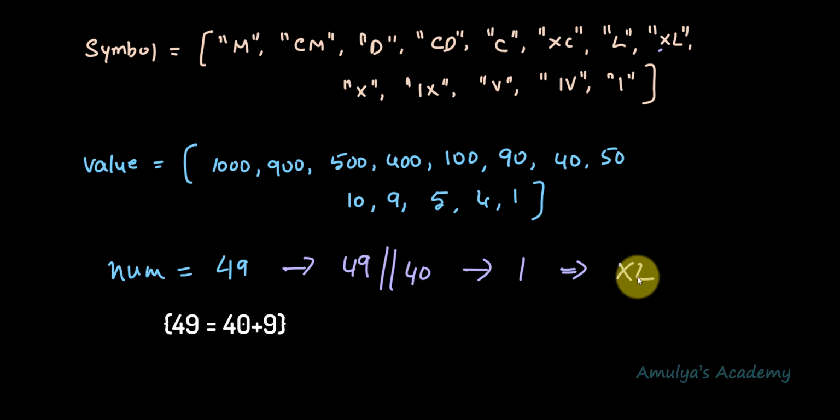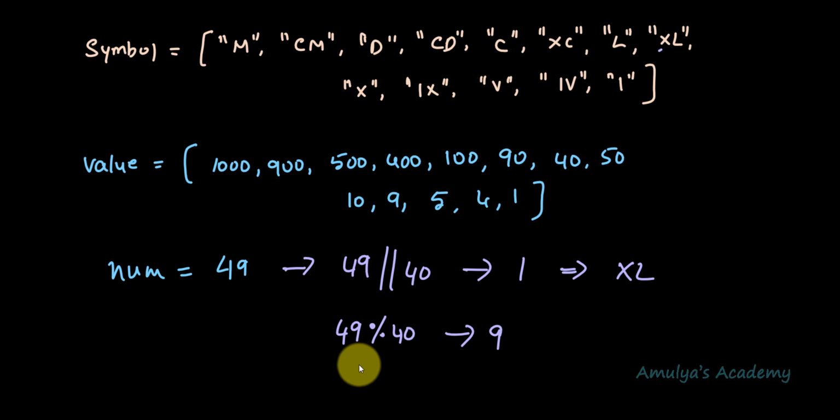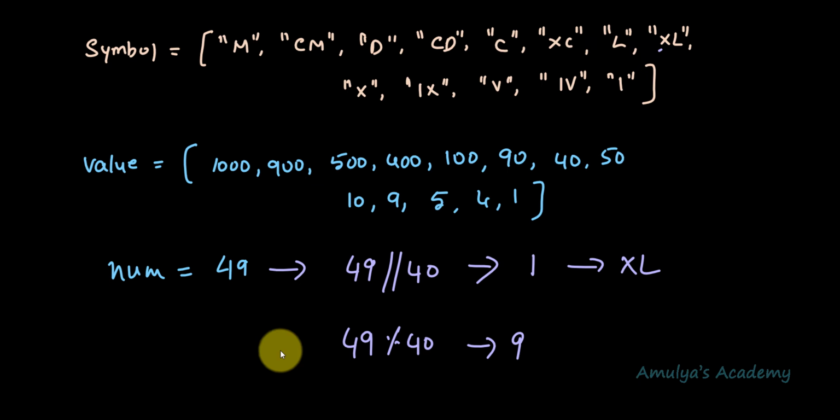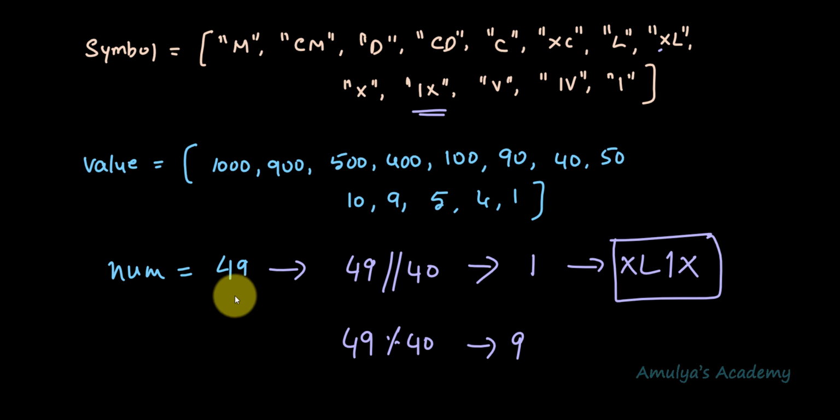Now we are done with the 40. Next what I need to do is I need to get 9. I need to represent 9 in the Roman numeral. To get 9, I'll perform modulus operation. So when I perform 49 modulus 40, I'll get 9 from this. Next again I need to check which range 9 comes under. Here 9 itself is present, so I need to write down its value. How to represent 9? Like this, right? In this way you can represent 49 in Roman numerals.